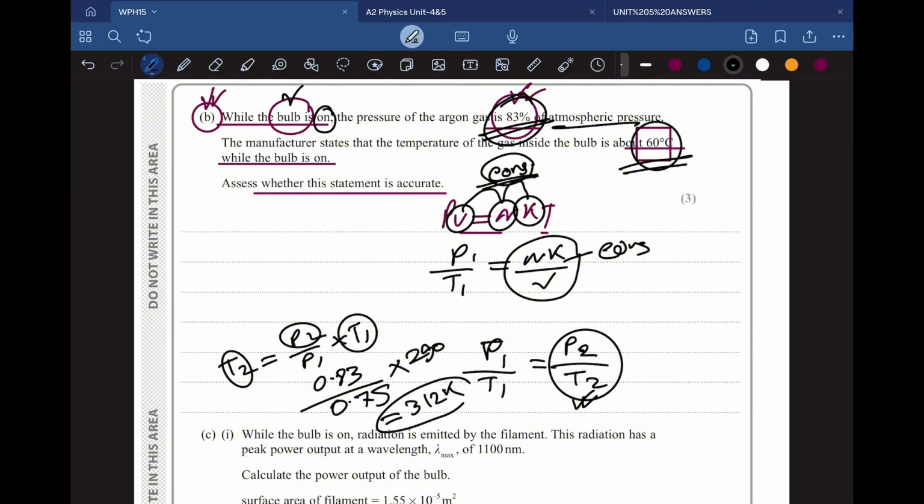Now the answer is in Kelvin, but the final answer needs to be in degrees Celsius.